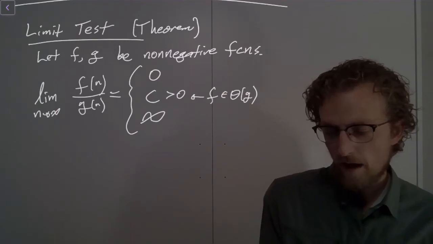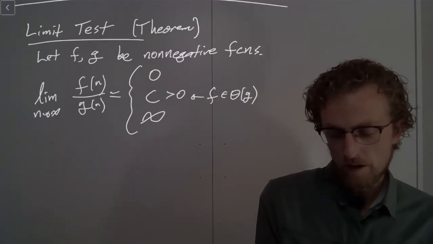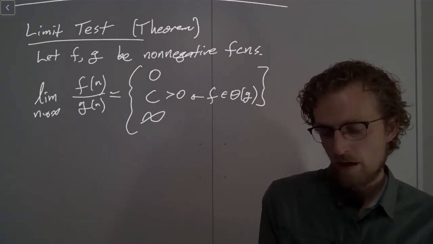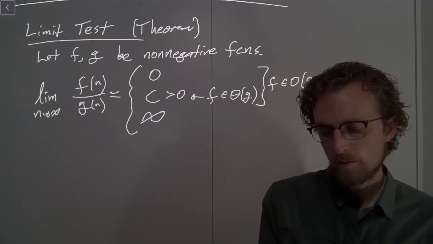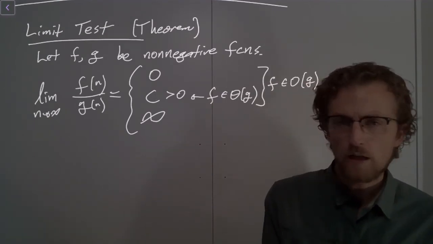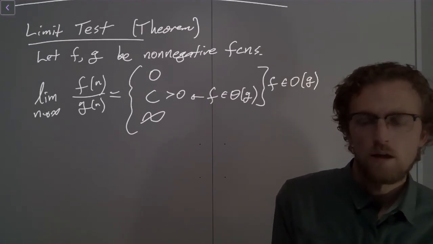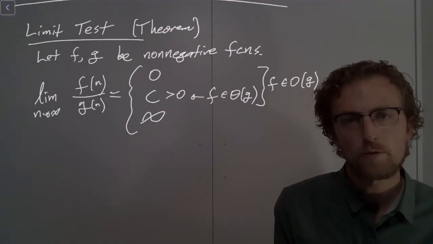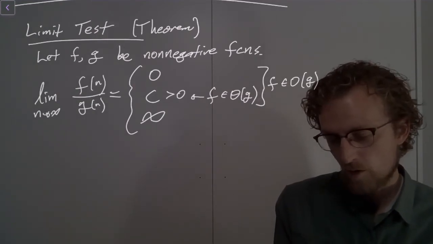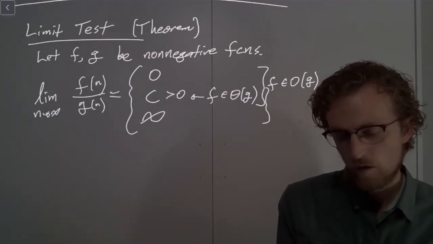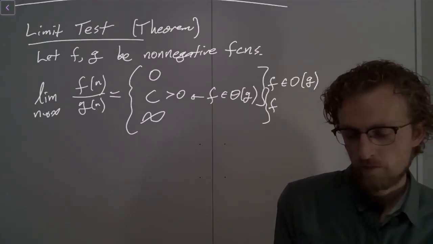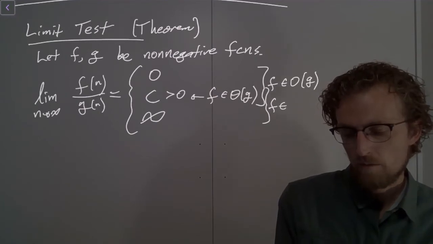What if I have 0? Well, I already mentioned that. If I have 0 or c, then that means that f is big O of g. And why does O include the constant? Remember, O is less than or equal to, and so the equal to captures that constant. And then last, if I have a constant or infinity, then I have that f is big omega of g.